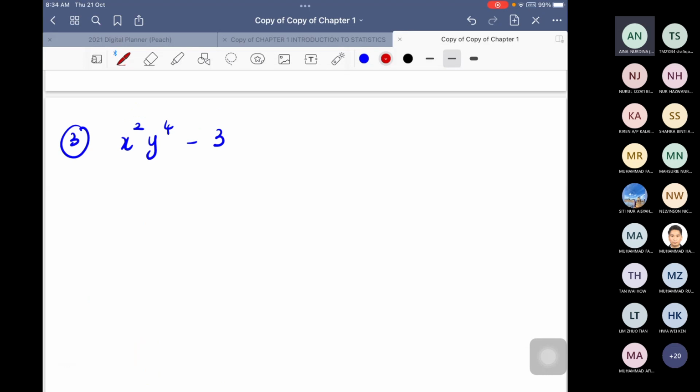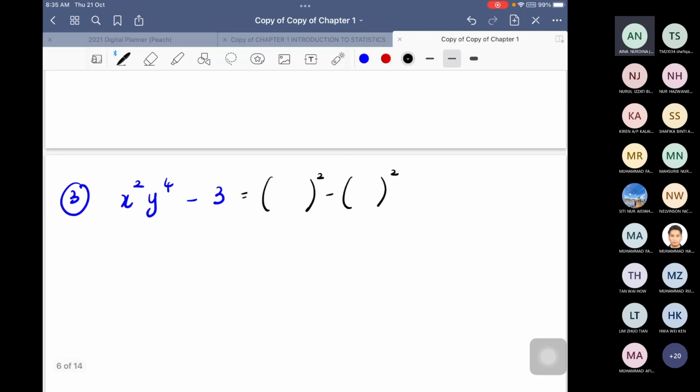Okay, yang ketiga, of course, every single time example tu akan be slightly more and more complicated. Tapi idea dia still adalah sama. So yang ni pun sama juga. So I nak jadikan dia dalam bentuk square, tolak another square. Okay, what about the first term? Nak jadi apa ni? So x square y kuasa 4 dalam bentuk square dia akan jadi.